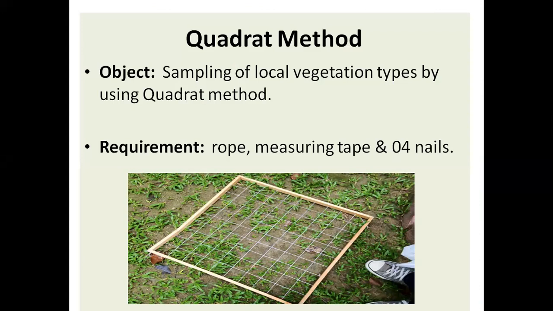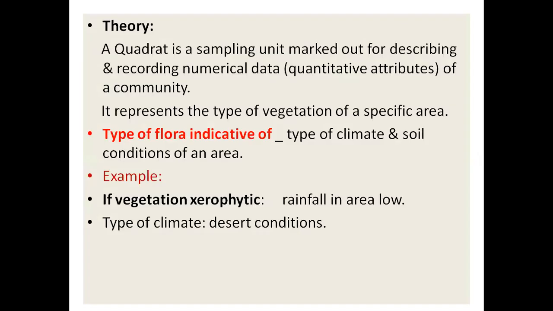So first of all, what is a quadrat? A quadrat is a four-sided figure, but in practice, this term is used for any sampling unit, whether circular, hexagonal, or even of irregular outline. Now the objective: sampling of local vegetation types by using the quadrat method. The requirements are rope, measuring tape, and nails.